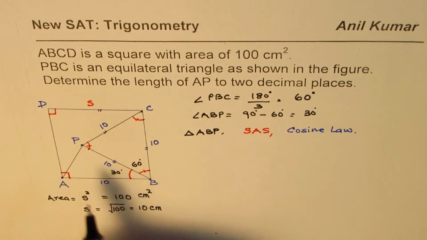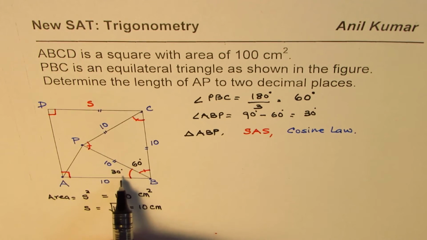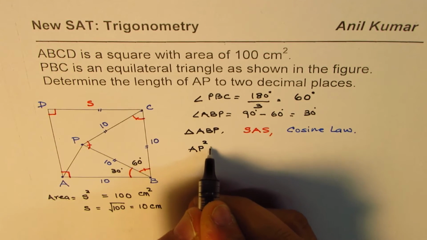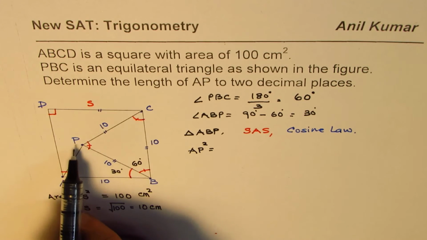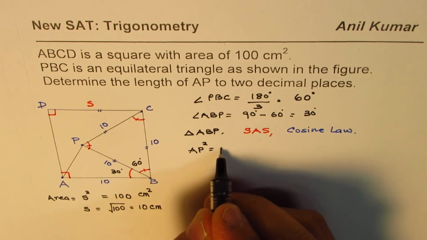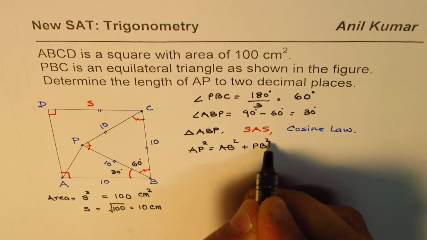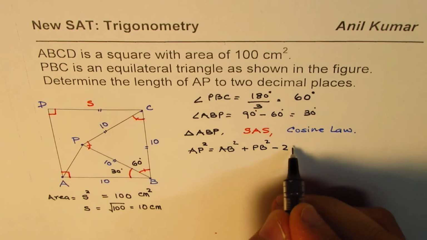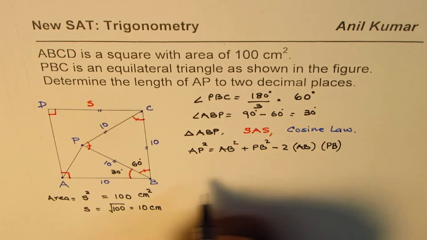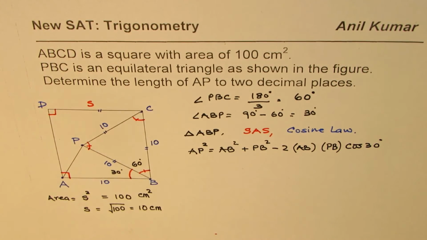Now in cosine law, third side can be found if you know the other 2 sides and included angle. Third side AP, we can write this using cosine law as AP square equals to sum of the squares of the 2 sides given to you, which is AB square plus PB square minus twice product of these, AB times PB times cosine of the angle, cos 30 degrees, right? That is cosine law.